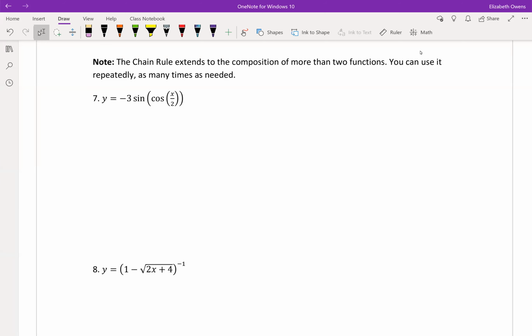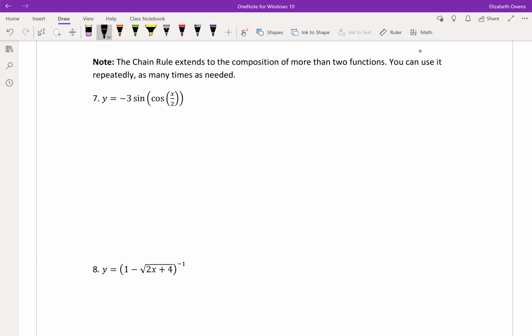We're here in section 3.6, and in this video we're going to look at how the chain rule can be extended to the composition of more than two functions. Our prior examples have only had a composition of two functions: there's an inside and an outside function, and that's it. But in functions, we can have many different nested layers, and we can use the chain rule repeatedly as many times as we need until all of the inner functions have been taken care of, essentially. So we'll look at a couple of examples here.